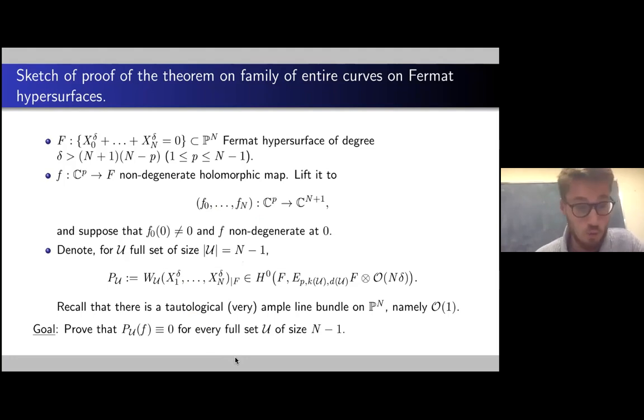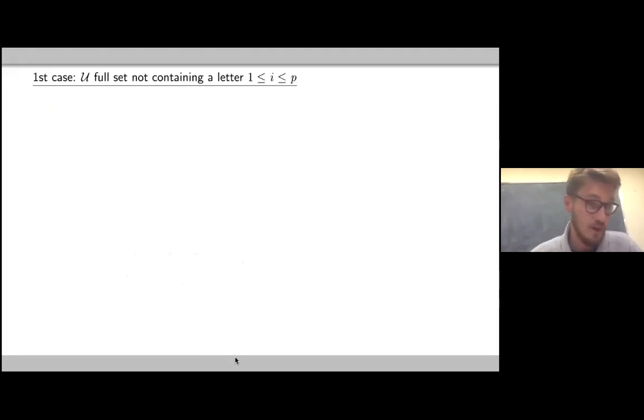And so how do we do so? First, we are going to distinguish two types of full sets. First, we consider the full sets that do not contain a letter. So that, as it is a full set, this letter will never appear in the group.